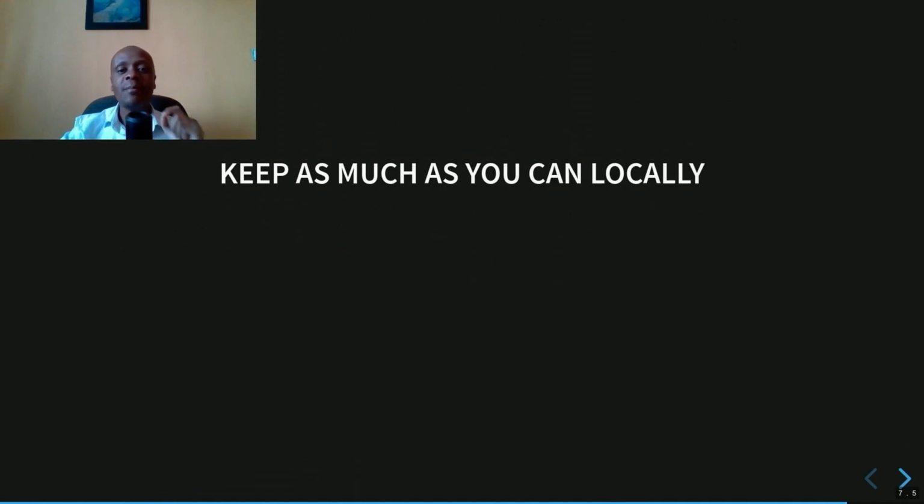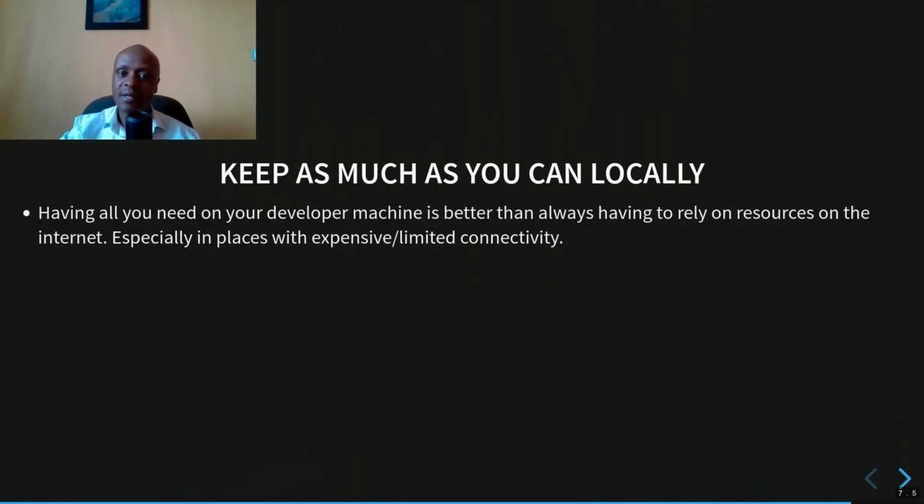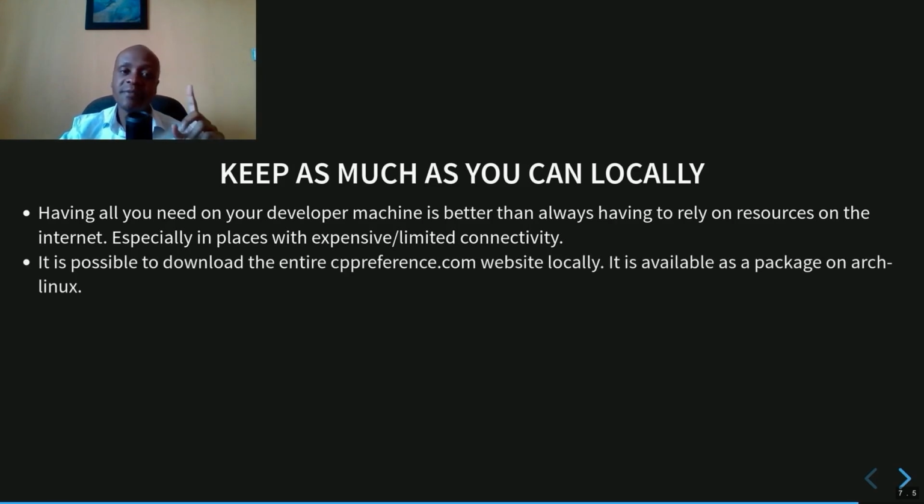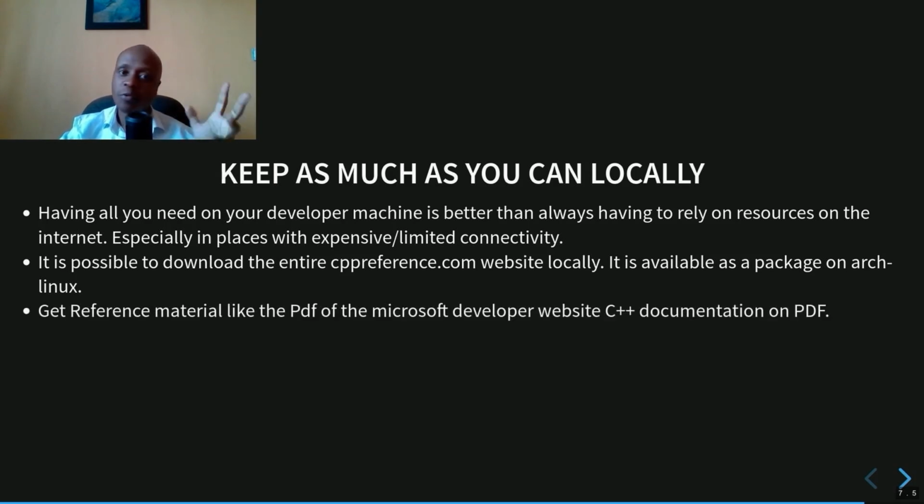Second, keep as much as you can, as close as you can to yourself. Have what you need when you develop on a machine, all the documentation, all the reference material, as close as you can. If you can't have it on your machine, have it on your local network. It is even possible to download the entire CppReference.com website locally, or even store it on your phone. It's actually something I did 2 years ago, and it was very, very invaluable, especially when you're commuting or just sitting somewhere and just need something to read.